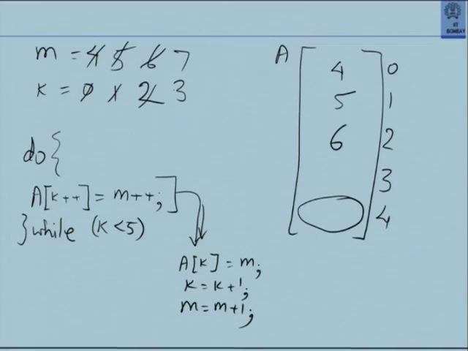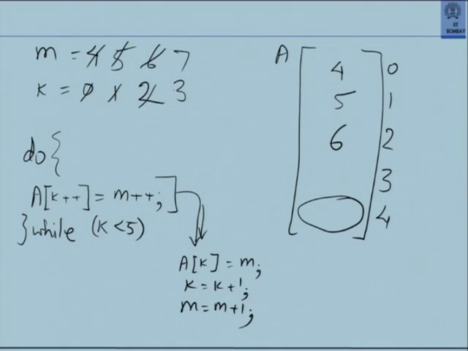Okay. I come down, is K less than 5? Yes, it is still less than 5. So I will again execute these statements. What will happen inside these statements? AK is equal to M, A3 is equal to 7, so I will put A3 as 7, okay? And now again execute these statements inside the loop. So what are the statements? K is equal to K plus 1, this will become 4. M is equal to M plus 1, this will become 8. I again come back to the last statement, while K less than 5. Is K less than 5?